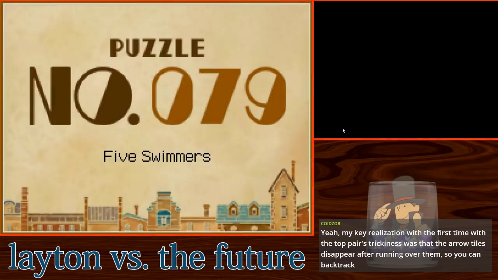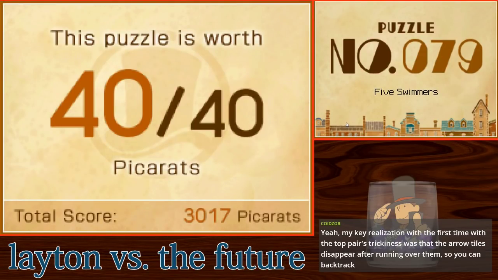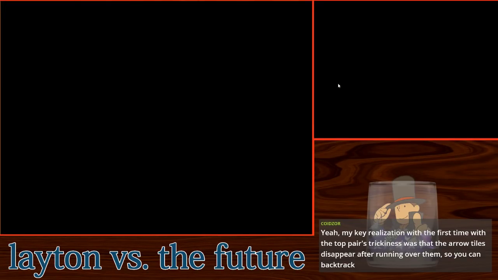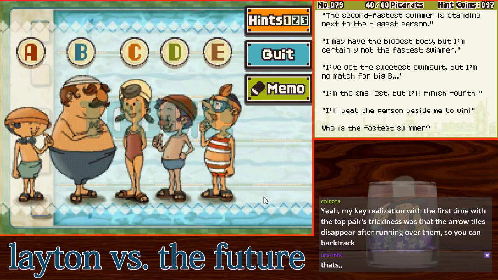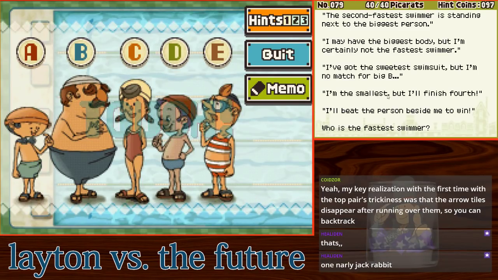By the way, I made a puzzle while I was having my Shawshank Redemption moment, crawling out of the sewers. The second fastest swimmer is standing next to the biggest person. I may have the biggest body, but I'm certainly not the fastest swimmer. I've got the sweetest swimsuit, but I'm no match for Big V. I'm the smallest, but I'll finish fourth. I'll beat the person beside me to win. Who is the fastest swimmer?